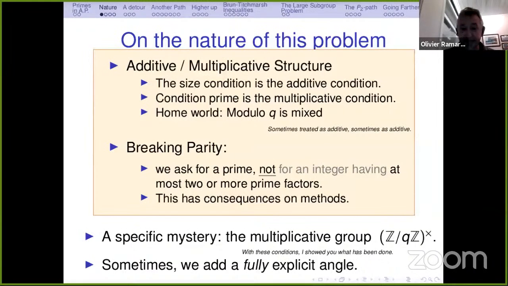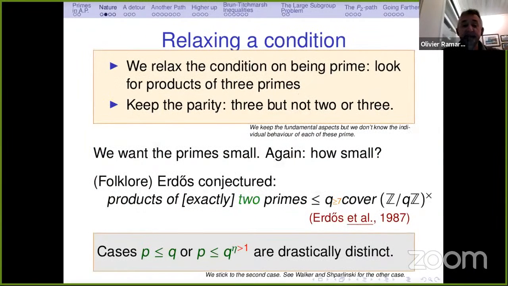Okay, so I don't know what is next. Oh, yes. So if we skip a prime, there's nothing much I can do. I mean, I told you what we know how to do. So I'm going to relax the condition of being prime, but I want to keep the nature of the problem. So relaxing the condition is going to be, I'm going to ask for a product of 3 primes instead of a prime, but I keep the parity. We are asking for a product of 3 primes, not for a product of 2 or 3 primes. And we want all of these primes to be small. So we're still in the same kind of problem.